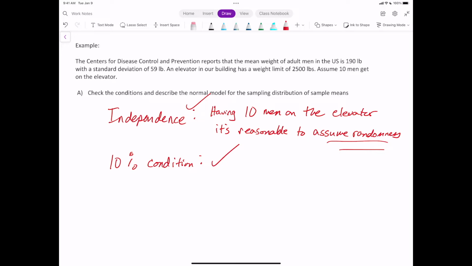And then lastly, is our sample size large enough? Okay, so you may ask yourself, hey, 10 is a pretty small sample size, and I would agree with you. But we have to think about the population weight distribution here. If you pull up a histogram of population weights, they're going to look pretty normal. So the population is already normal, and we're sampling from that normal population.